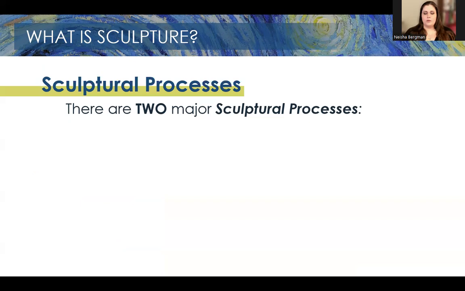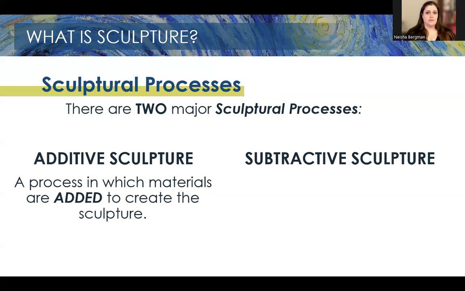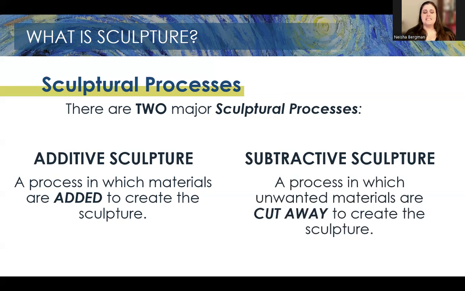All right, so when we're talking about sculpture, there's 2 major processes. We have additive sculpture, which literally means materials are added in order to create it. And we also have subtractive sculpture, which again means things are cut away or subtracted. Additive sculpture adds material. Subtractive sculpture subtracts materials.